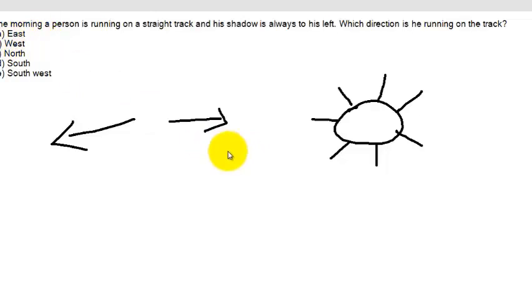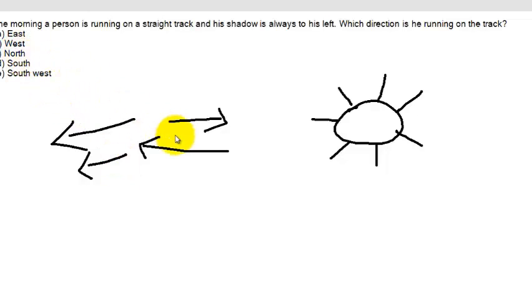A similar thing will be for the west. When a person is running in the west direction, his shadow is going to fall here, right? Which is not towards the left.